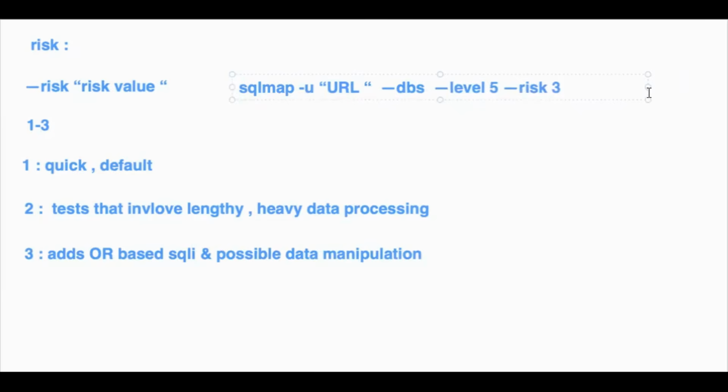So if we give level 5, all the checks will be done, and if we increase the risk value, then all the data manipulation, basically heavy testing, will be done on that particular URL. So these are the options for risk and level.